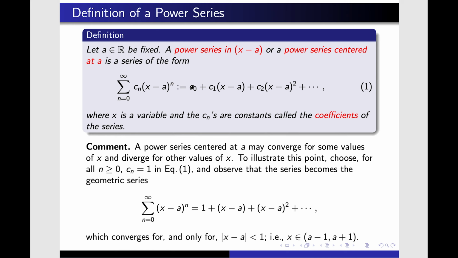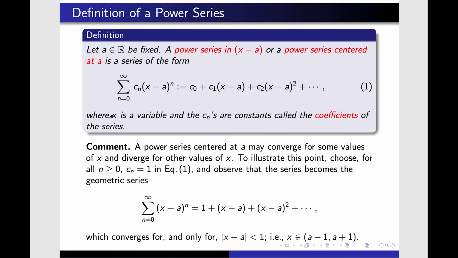Now when n is 1, we get c sub 1 times x minus a to the power 1. And when n is 2, we get c sub 2 times x minus a to the power 2, and so on. So a power series looks like a polynomial, but the only difference is that it has infinitely many terms, because the exponent keeps increasing. A polynomial is a finite sum. This resembles a polynomial, but we have an infinite sum here.